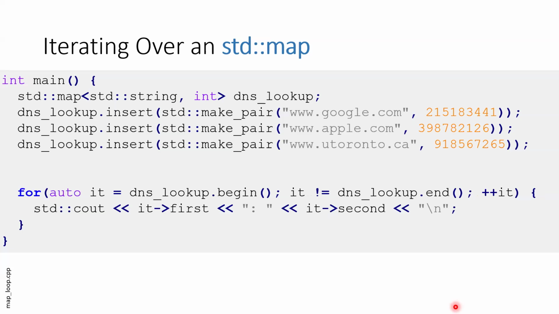So this is how your code should look, using auto so that you don't have to type the entire name of the iterator type. it equals dns_lookup.begin, it is not equal to dns_lookup.end, and increment every iteration. And in each iteration, we output it->first, it->second.